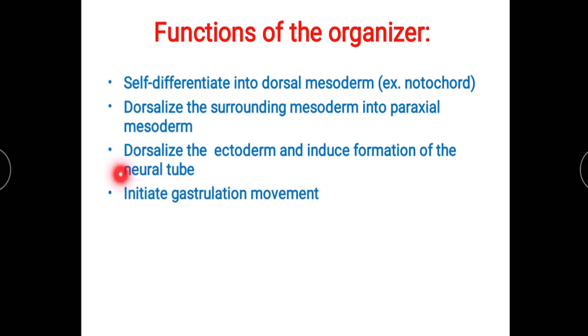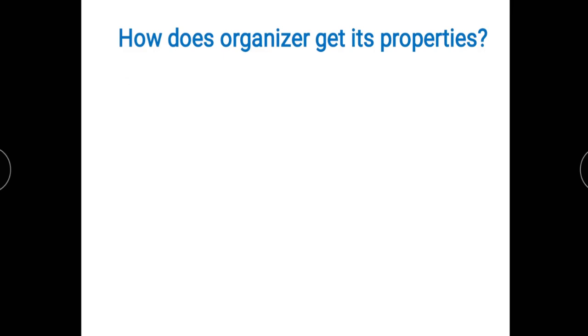Then it induces the formation of the neural tube. Yes, it starts the neural tube formation, and ultimately it initiates the gastrulation. So how does it become so special?